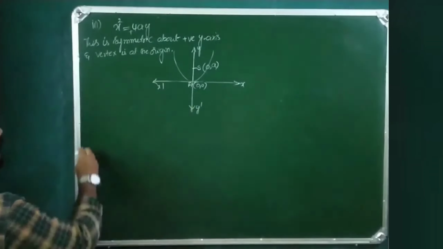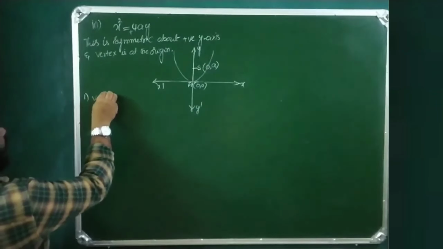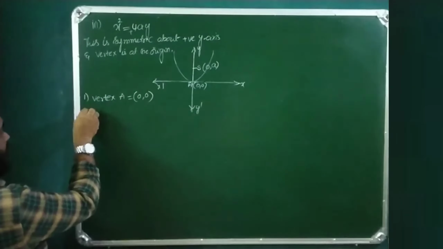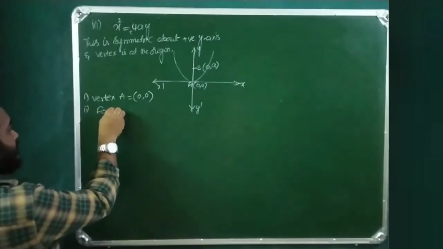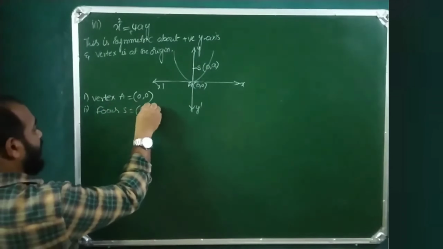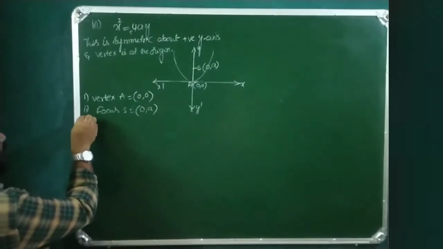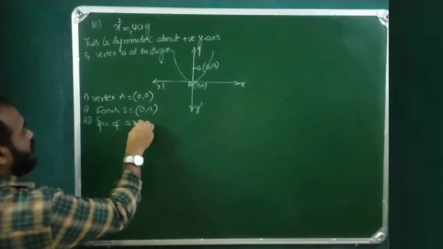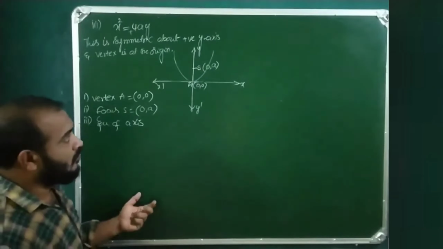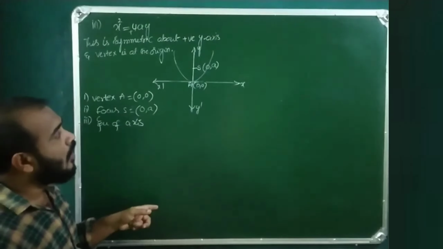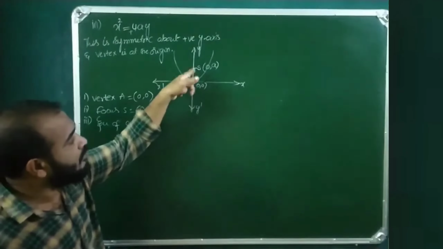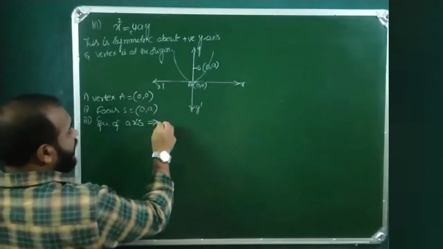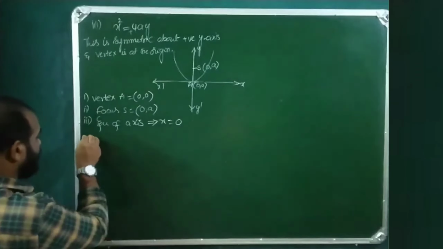So let us write the points. Vertex A is (0, 0). Second one, focus S is (0, a). Third one, equation of axis. Axis means principal axis. The principal axis is the line which is always passing through the focus. What is the line passing through the focus? The y-axis. What is the equation of the y-axis? x equals 0.